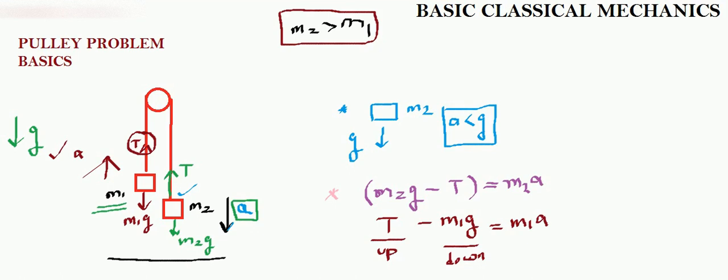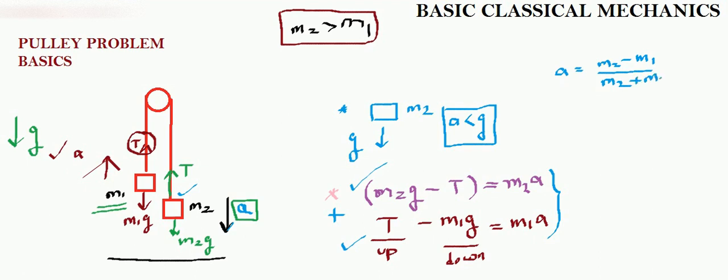Now you have done these things in your plus 2. Solve these two systems. Okay, if you just add these two equations, this is an equation for the motion of m2 and this is an equation for the motion of m1. So if you add these two equations, you can find the actual acceleration with which the system is falling down, and you'll find the value of this acceleration is given as (m2 minus m1) divided by (m2 plus m1), times g.